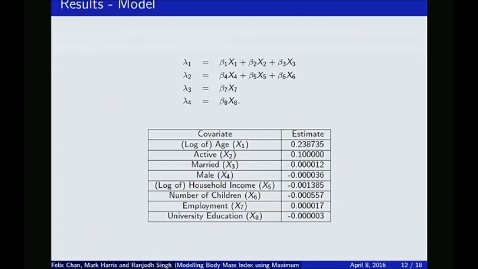So we have the variables: log of age, how active you are, whether you're married or not, gender (male is a gender variable), log of household income, so basically how your income affects your BMI, number of children you have, your employment status, 1 if you're employed, 0 if you're not, and whether you have a university education. So, will coming to UWA actually make you more likely to be healthier or not, that kind of question.